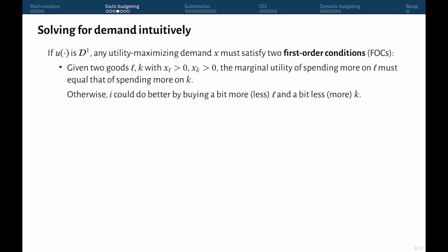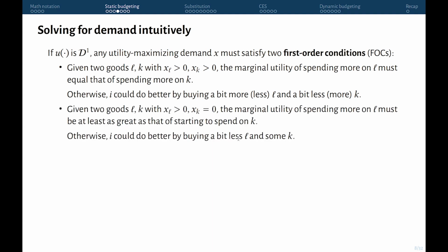So here are the two necessary first order conditions. First, let's say there are two goods that you're consuming a positive amount of. The marginal utility of spending a bit more on good L, spending an extra $1, say, on good L, has to equal the marginal utility of spending a bit more on good K, right? Because otherwise, you could do better by just buying a bit more of good L, say, if that's the one with the higher marginal utility per dollar, and a bit less of good K. So you're saving $1 on good K. Or you could shift the money the other direction if K is providing more utils per dollar on the margin. So that's the first condition.